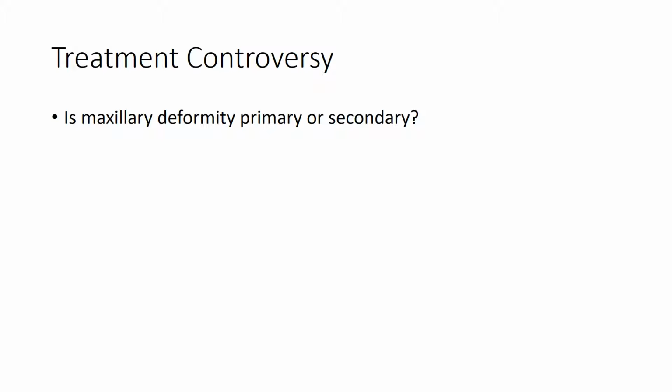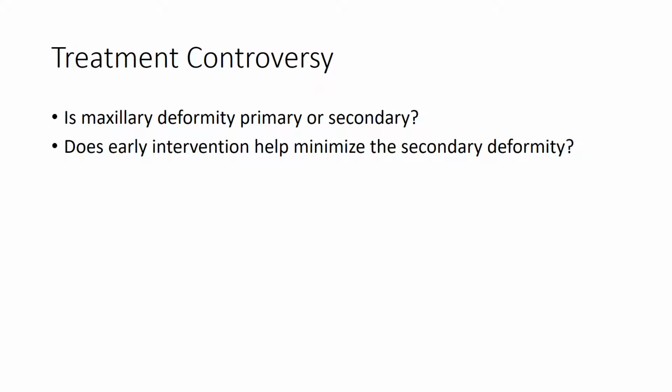I want to take a moment and just discuss the controversy over the appropriate treatment for patients with hemifacial microsomia, because I think it's kind of interesting. The first question is whether or not the maxillary deformity is primary or secondary. What I mean by that is, is it just part of the condition, that whatever event took place in utero leads to hypoplasia of the mandible and the maxilla? Or is the maxillary deformity secondary to the mandibular deformity? And this leads to the second question: does early intervention help to minimize the secondary deformity?